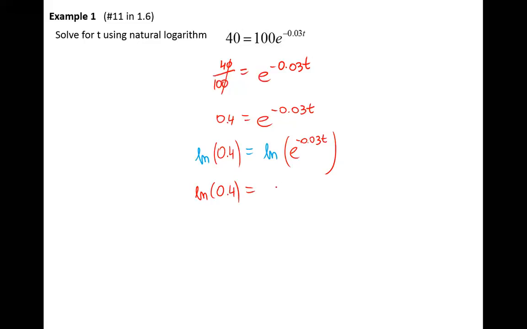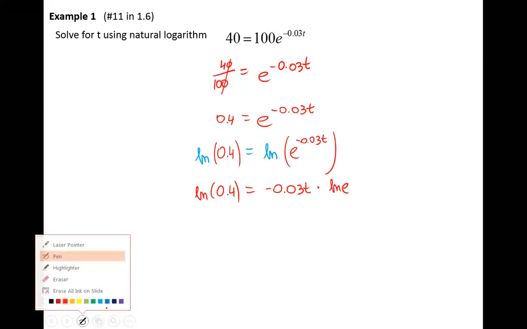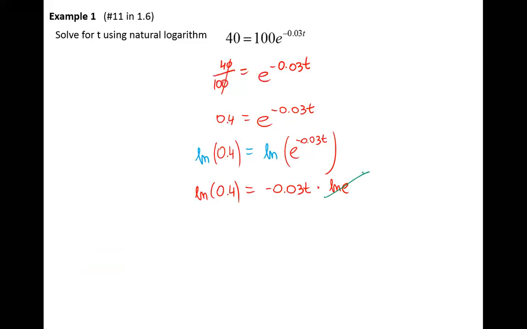This will stay. Okay, we can see ln of e, the exponent travels in front. But of course, ln of e is simply 1. That's the reason it's gone. Okay, now I have a normal linear equation. I can just divide both sides by negative 0.03.